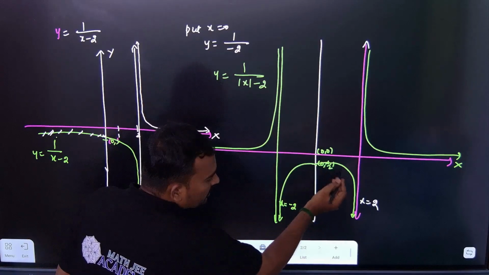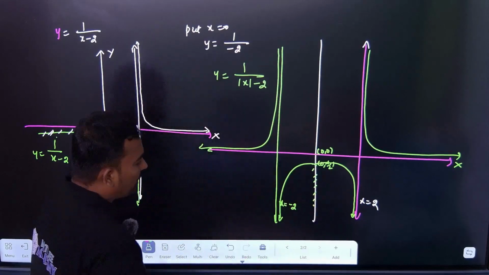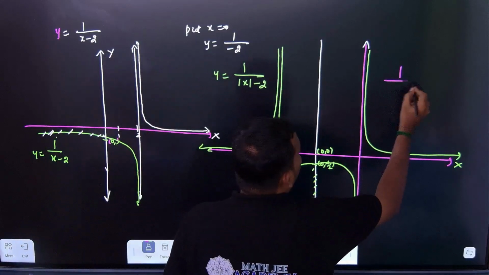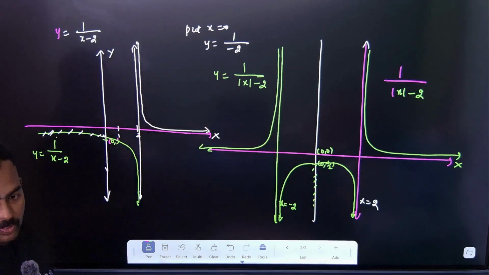Next graph, you can see whatever the right side portion is there, it will be reflected. Okay, this one is there, no? This portion. This one you have to take the image with respect to the y-axis. This is the graph of 1 by mod x minus 2. Okay, I hope everyone understands.